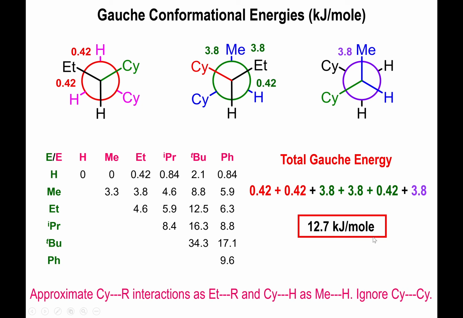All right, so once again, cyclohexane is to be treated as ethyl if it's next to a group other than hydrogen. If the cyclohexane is next to hydrogen, it is to be treated as if it were methyl. That's just a quick approximation.